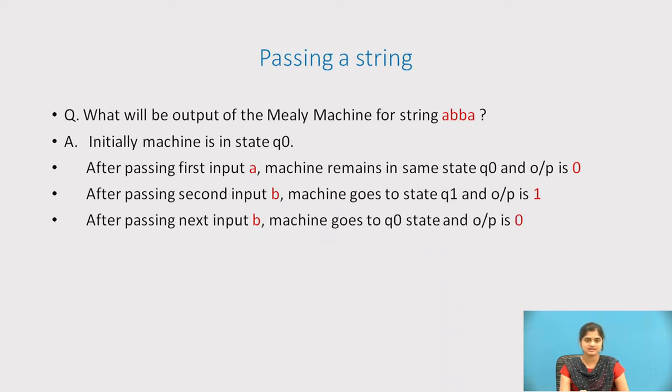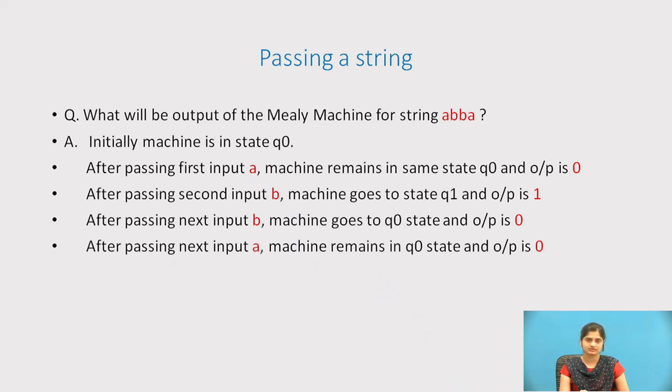After passing the third input B, the machine goes to the state Q0 and the output is 0. After passing the last input A, the machine remains in the state Q0 and the output is 0. So the output of this Mealy machine in this case for the string ABBA is 0, 1, 0, 0.